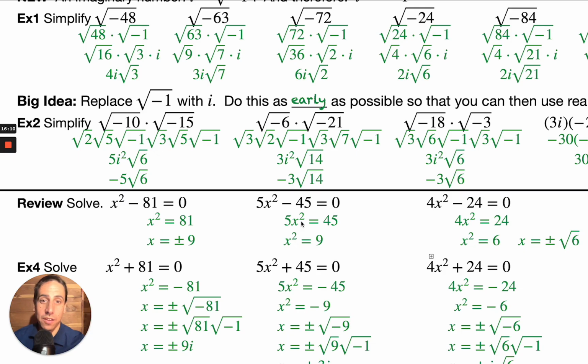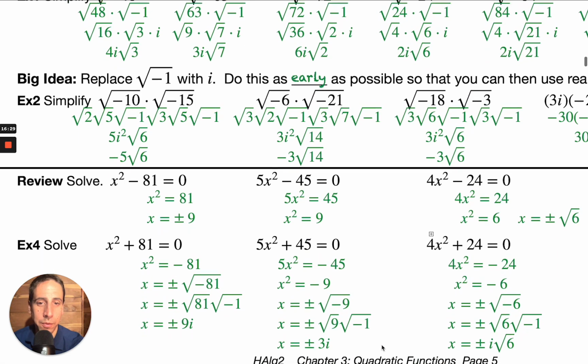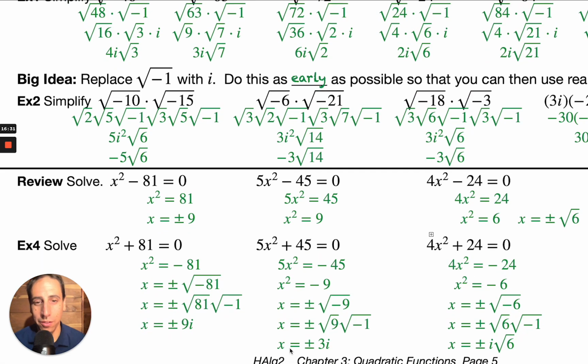So let's take a look. Changing the subtraction to addition, you could undo the addition with subtraction. Boom, negative 45. Undo the multiplication, and then undo the exponent, and you get plus or minus the square root of negative 9. We know how to handle this. We can say square root of 9 times square root of negative 1. And what do you get after that? You get x is equal to plus or minus 3i.